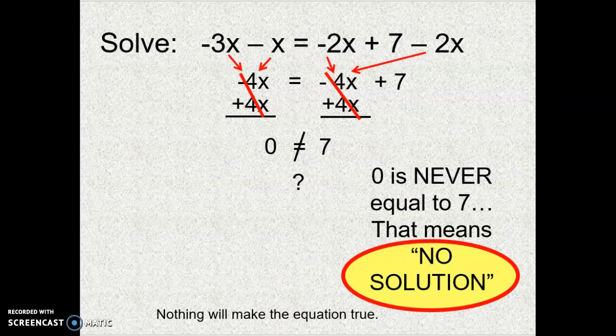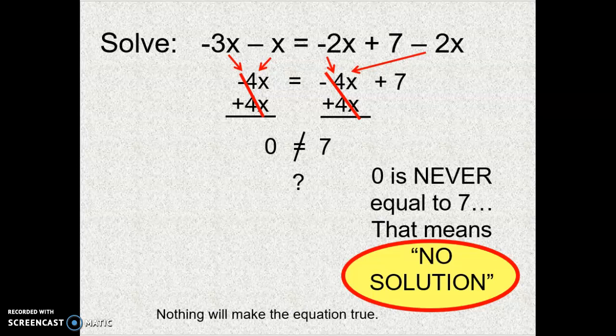Here is the equation, negative 3x minus x equals negative 2x plus 7 minus 2x. All right, well, there's no distributive, so I am going to combine like terms on both sides of the equal sign. So look at the left-hand side first, and let's combine those. Negative 3x minus x. That gives me a negative 4x. Now on the right-hand side, I'm going to combine my like terms. So I have a negative 2x and another negative 2x. When I combine those, I get negative 4x, and then what is left there is the plus 7.